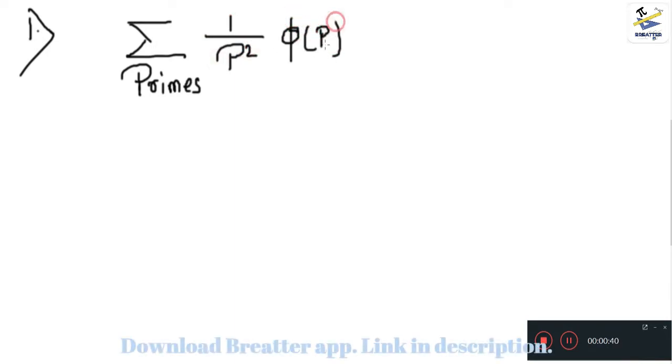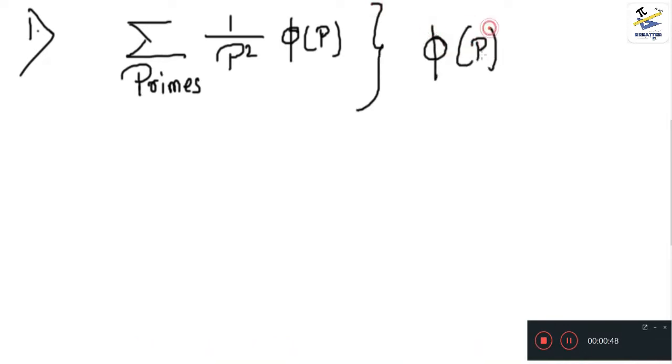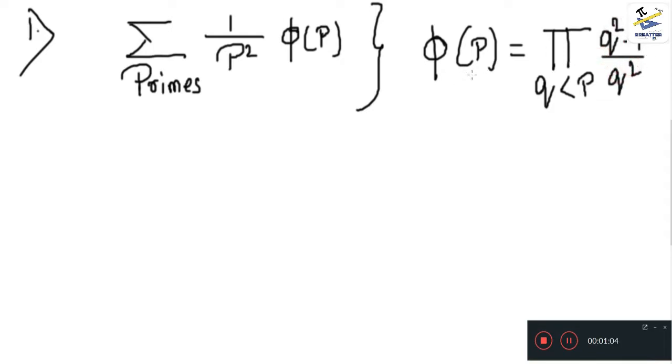Well, the first problem is something like this. We have a sum over all primes p of 1 by p square into a function phi of p. Now this function phi of p is defined something like this. The function phi of p is given as the product over all q's which are primes less than p of (q square minus 1) upon q square. So this is phi of p.